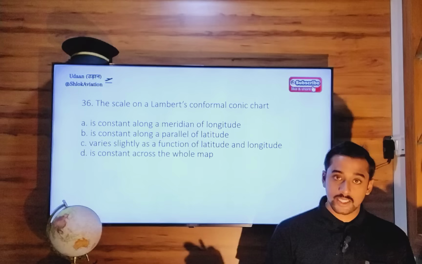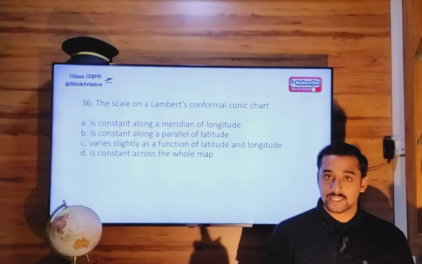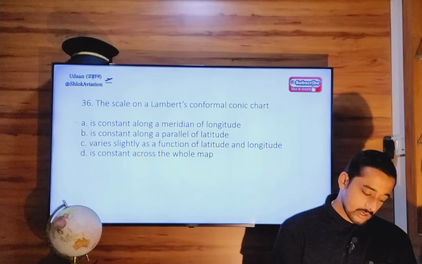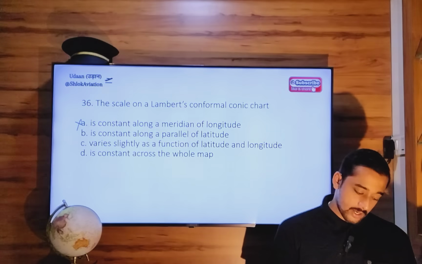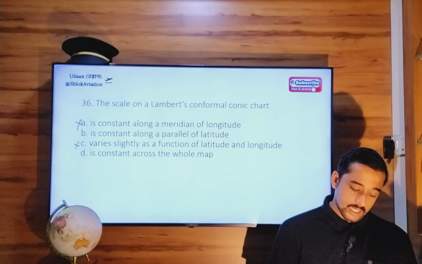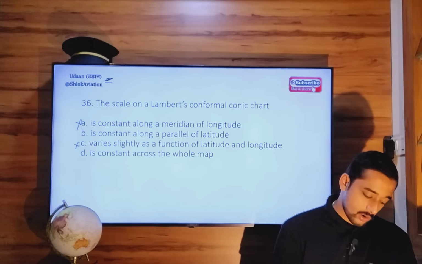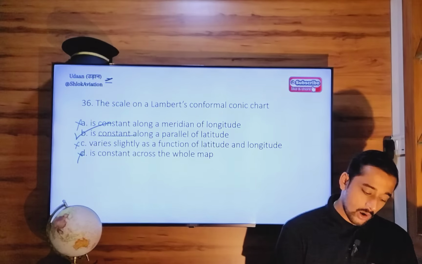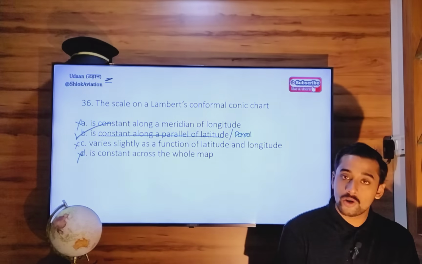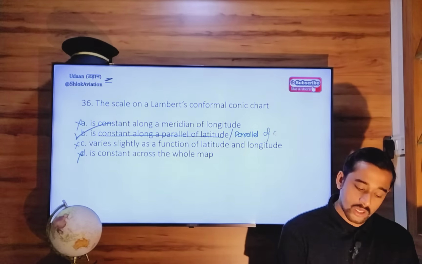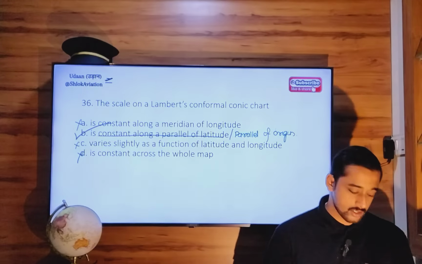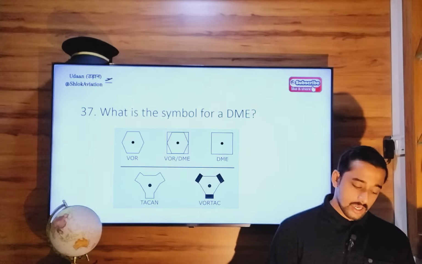Question 36. The scale on a Lambert's conformal chart is correct at a meridian of longitude, wrong; a parallel of latitude, varies slightly as a function of latitude and longitude, is constant everywhere. That is wrong. So it is constant along a parallel of latitude called the parallel of origin. You must remember all the properties of all the charts, simple facts, scoring questions. So remember them. Very important.